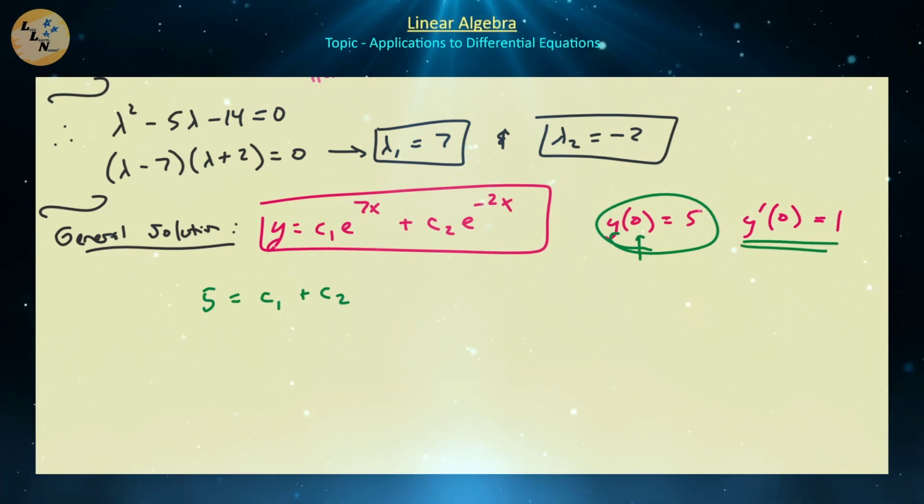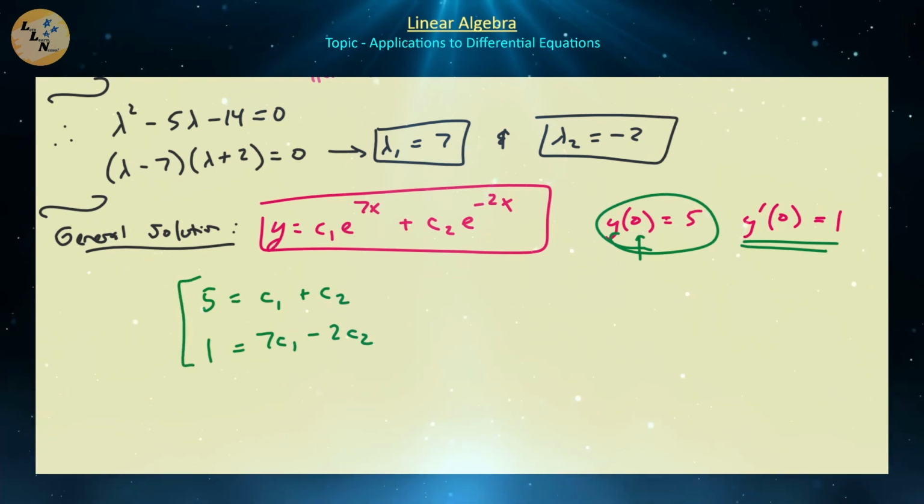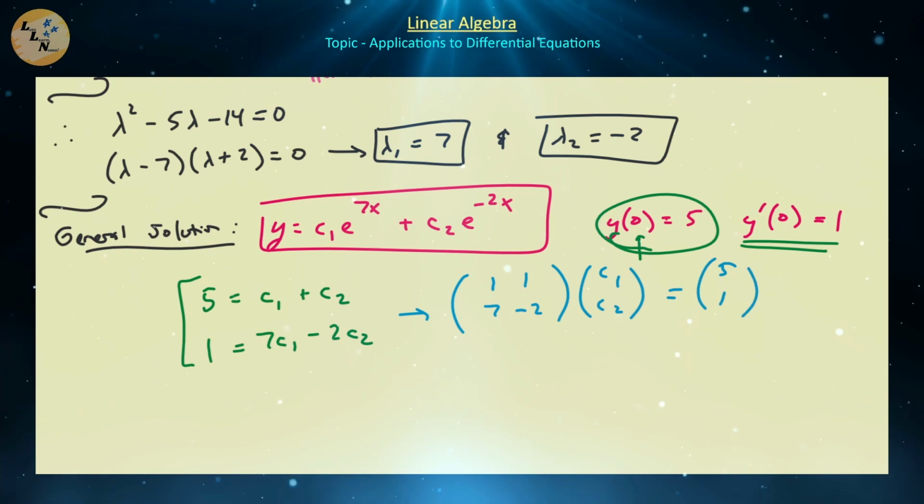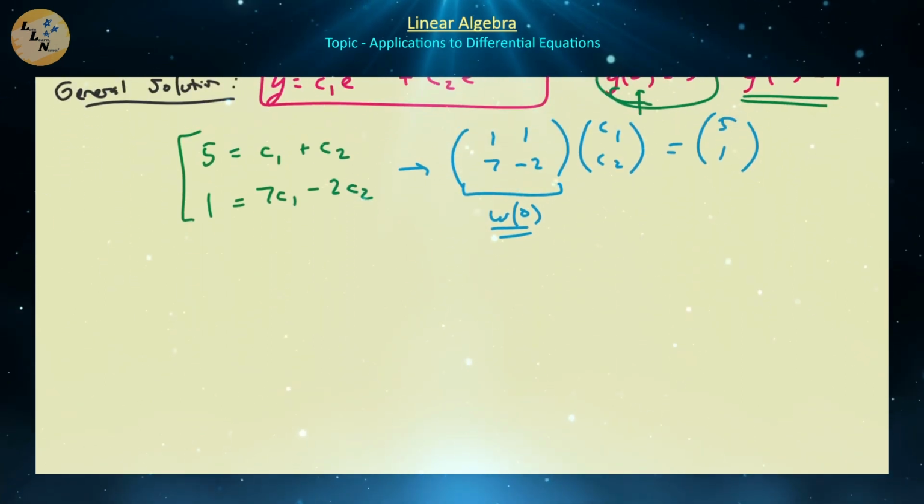So now let's look at our derivative. We're going to have 1 is equal to 7c1 minus 2c2. So we need to solve this equation for c1 and c2. We can write this in matrix form as 1, 1, 7, minus 2 times c1, c2 is equal to 5, 1. So this is just our Wronskian evaluated at 0. So what is the determinant of the Wronskian evaluated at 0? Because hopefully it just gives us a unique solution.